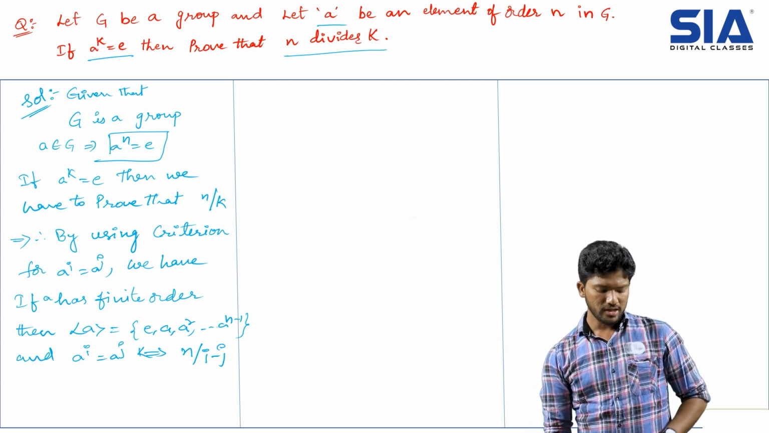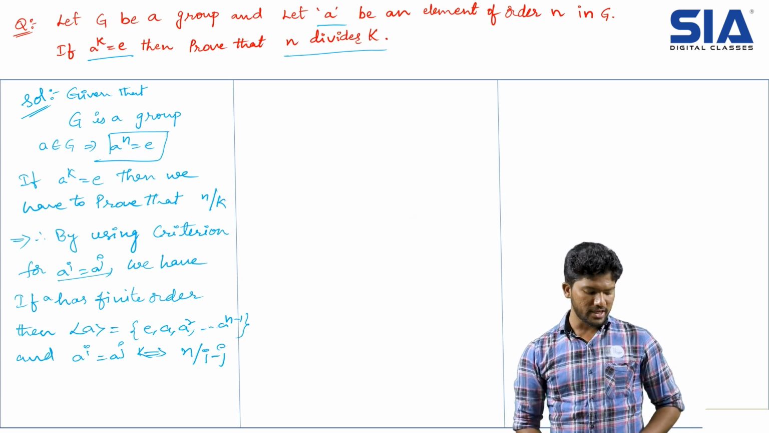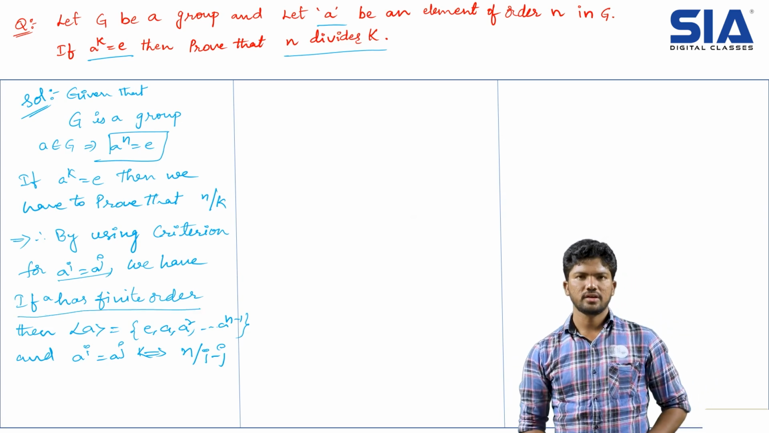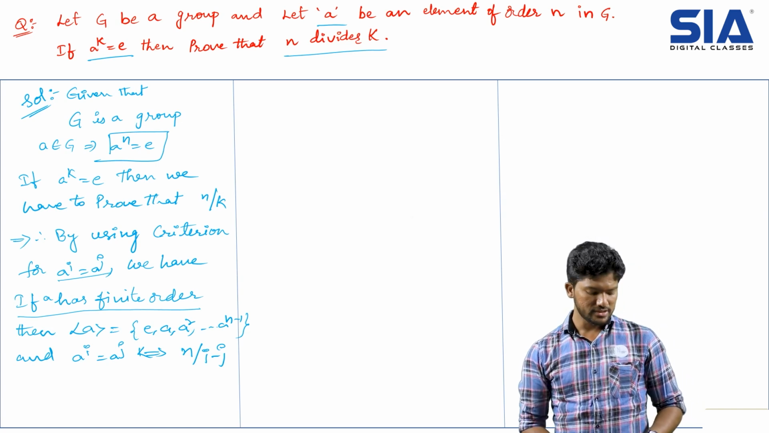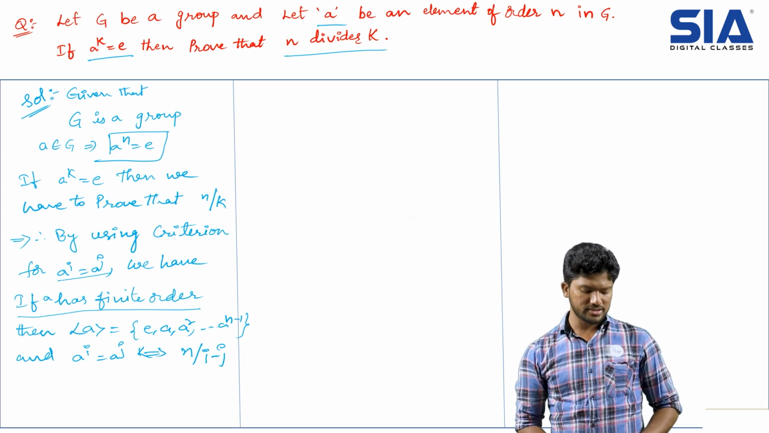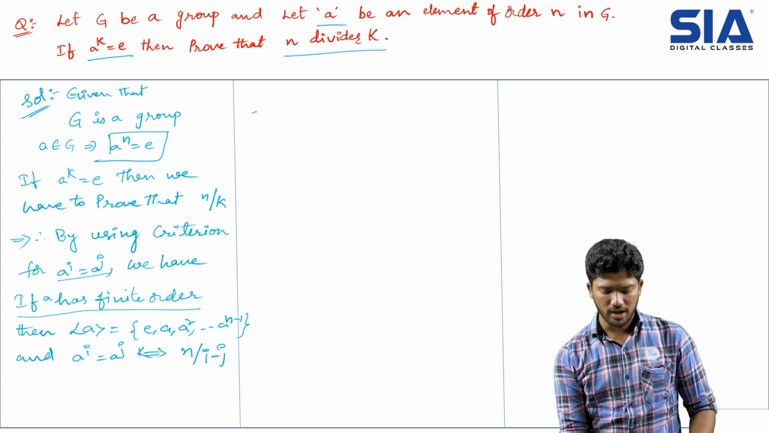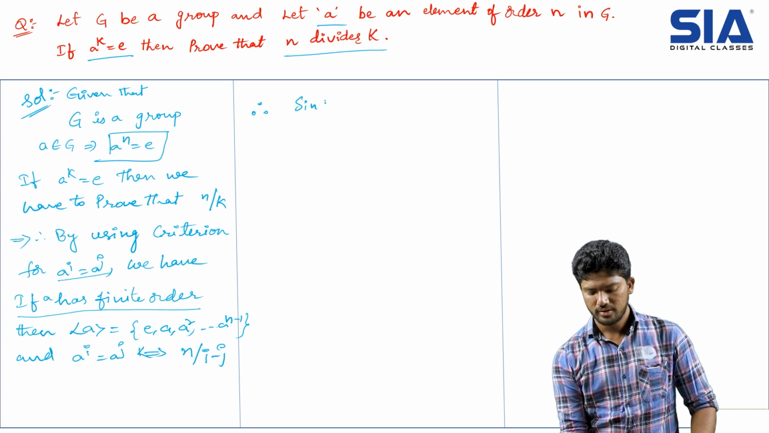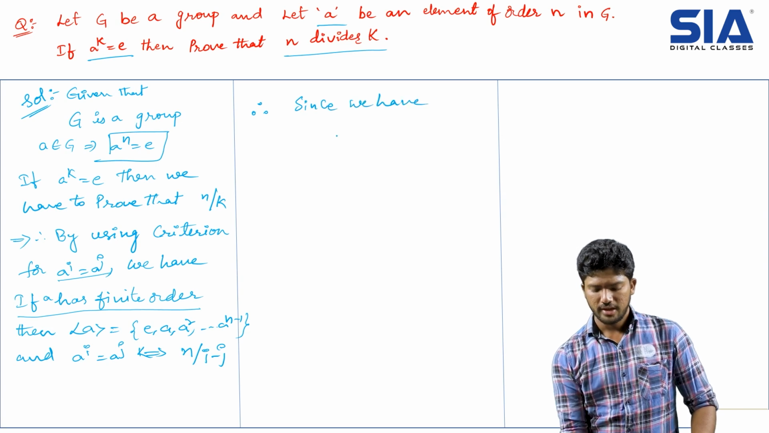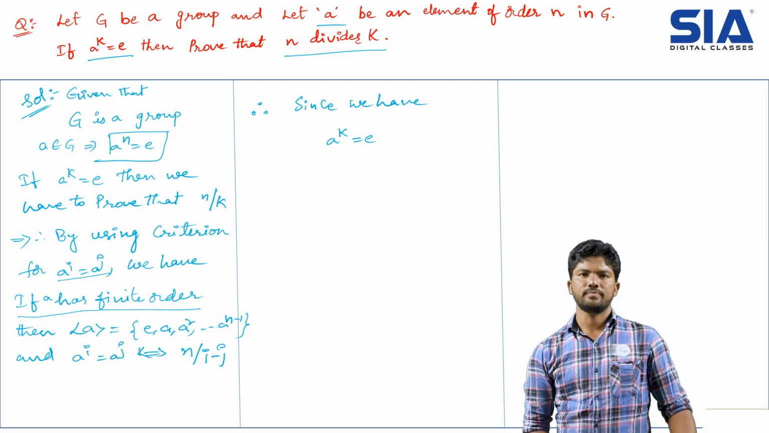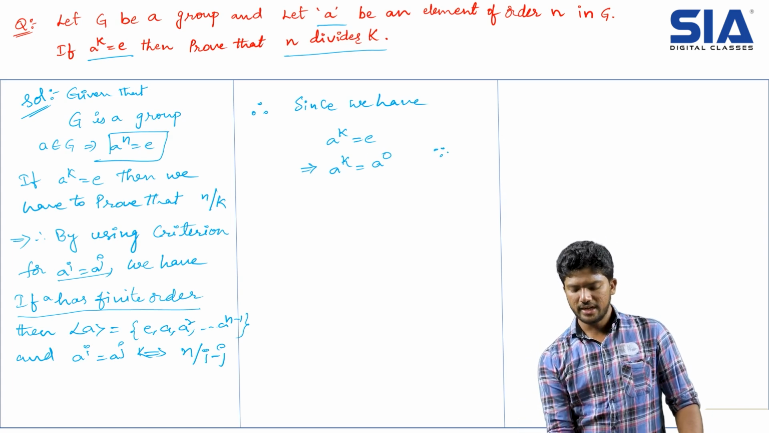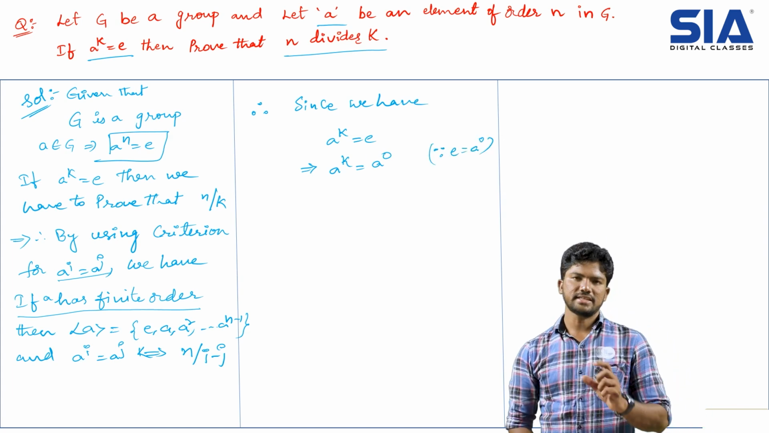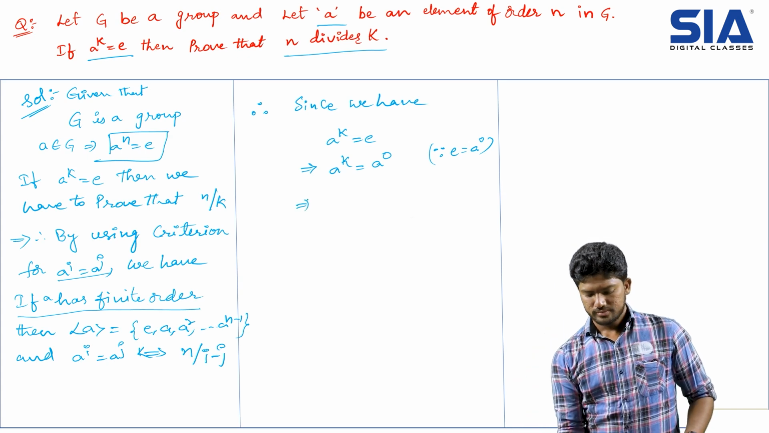Okay, so here a power i is equal to a power j, we have if a has finite order, that is a power n is equal to e, and that a generates a cyclic group. Okay, so and if a power i is equal to a power j, then n divides i minus j. So therefore, since we have a power k is equal to small e, we can also write a power k is equal to a power 0, since the identity element you can write in the cyclic group.